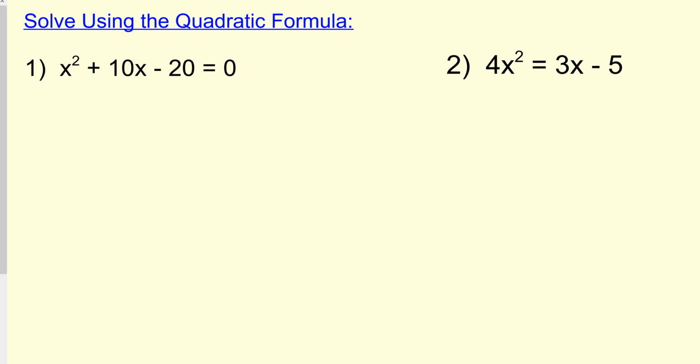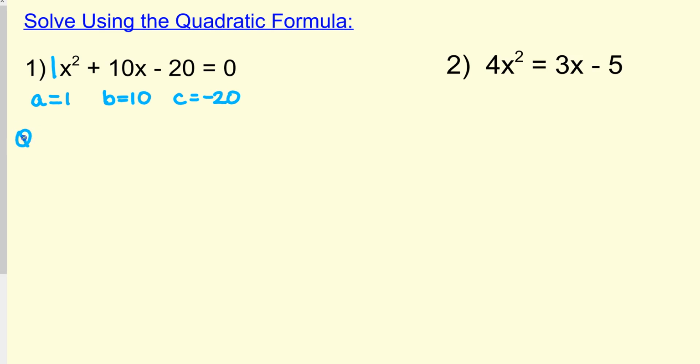Okay, let's do a couple of examples. Solve using the quadratic formula. All right, so here we have our equation in the right form already, x squared plus 10x minus 20 equals 0. And in this case, you have an invisible 1 on your x squared term, so the a value is 1, the b value is 10, and the c value is negative 20.